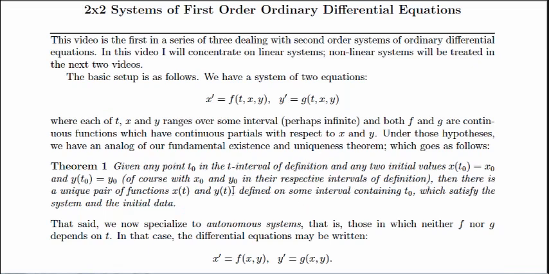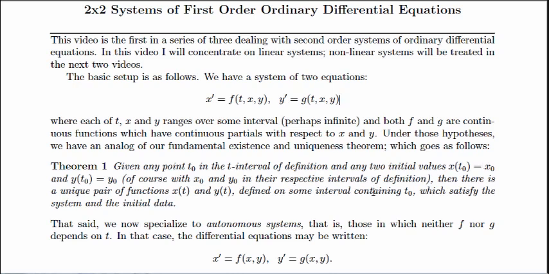It says what you would expect. Given any fixed point t0 in the interval of definition for t, and two initial values, x of t0 is x0 and y of t0 is y0. Of course, x0 and y0 are in the respective intervals of definition. Then there is a unique pair of functions, a single pair, x(t), y(t), defined on some interval containing t0, and that pair satisfy both the system of equations and the initial data.